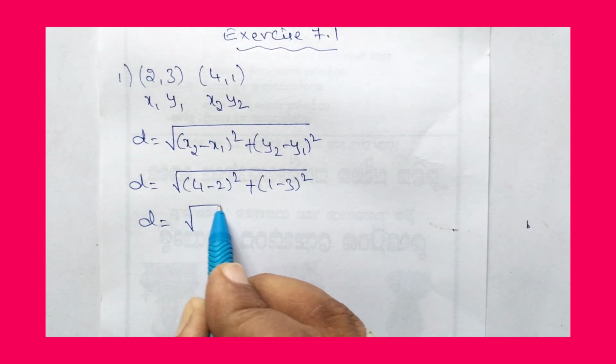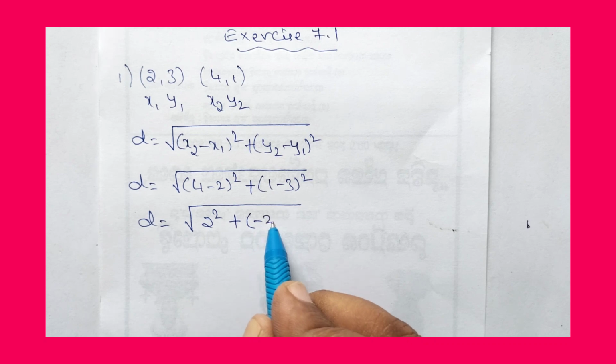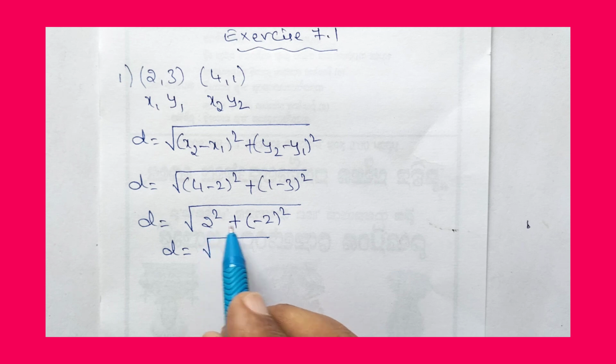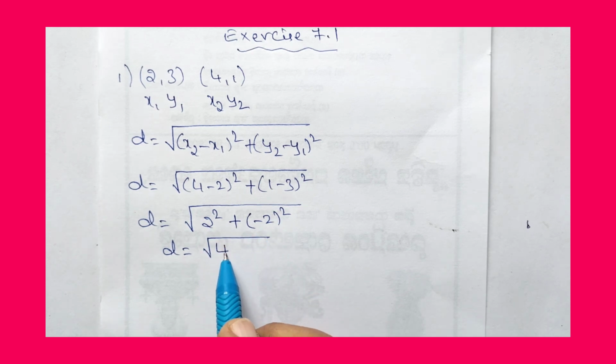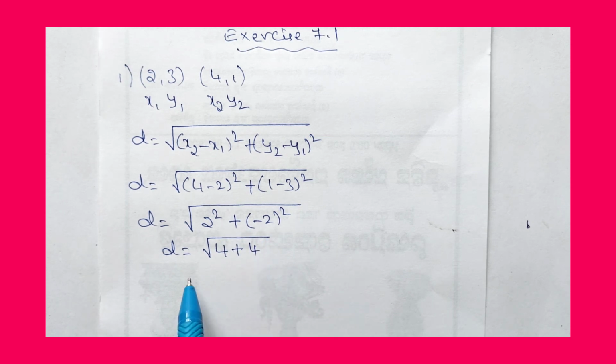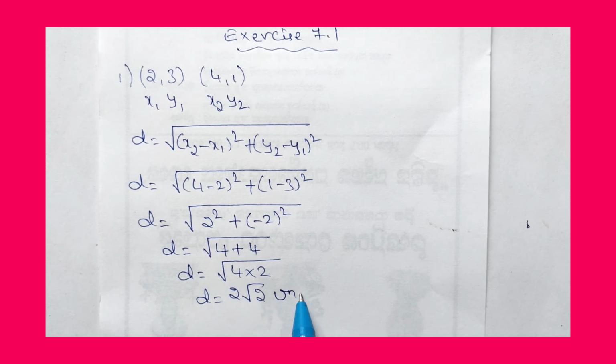So d is equal to square root of 4 minus 2 is 2 square plus 1 minus 3 is minus 2 whole square. So d is equal to square root of 2 square is 4, minus 2 square also 4. So 2 2s are 4, minus 2 into minus 2, minus into minus plus, 2 2s are 4. So d is equal to square root of 4, how many times? 2 times. So 4 into 2. So d is equal to, what is square root of 4? Square root of 4 is 2. So 2 root 2 units. Therefore, the distance between the 2 points is 2 root 2 units.